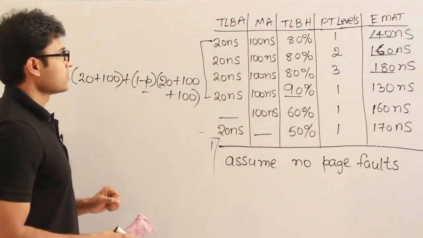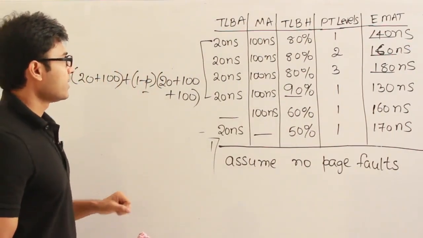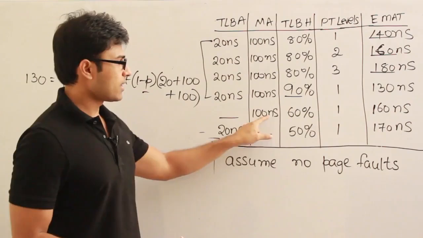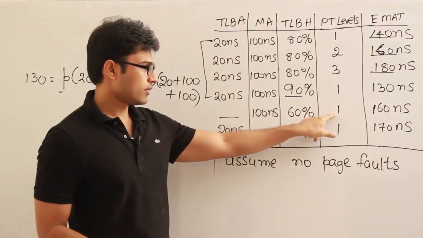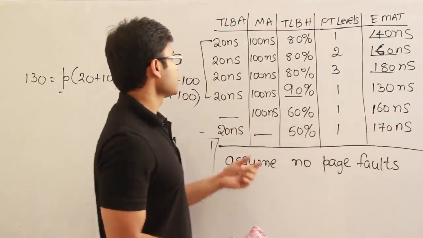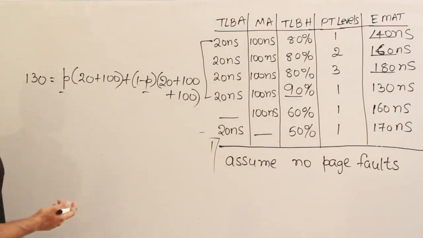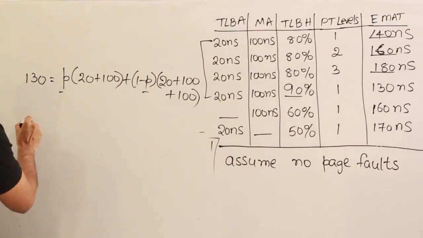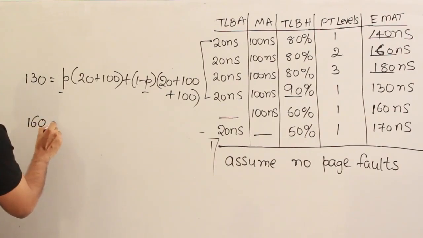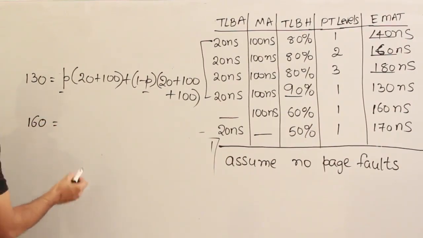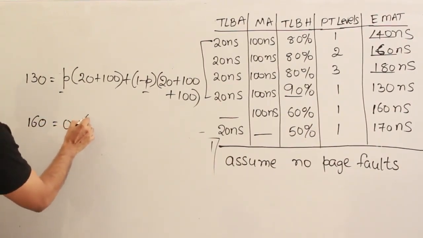Fine. And next one is, let us say the memory access time is given, and then the hit rate is given, and the number of levels is given, and this one is given. We are supposed to guess the TLB access time. So how can we guess it? So again the same thing. Effective memory access time is given as 160, and now even the hit rate is given. Hit rate is 0.6, right?